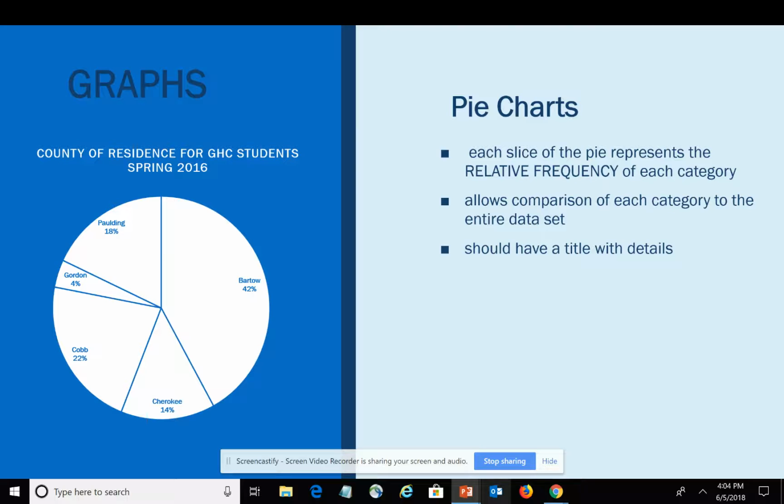Again, it's important that you give the graph a title with details. Also, you want to label each individual piece or each individual slice of the pie, ideally with the category name and the corresponding percentage or relative frequency.